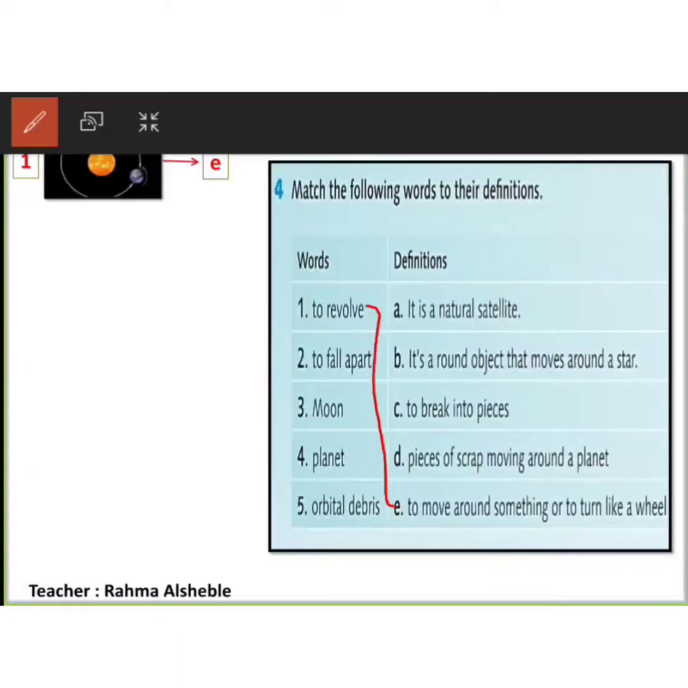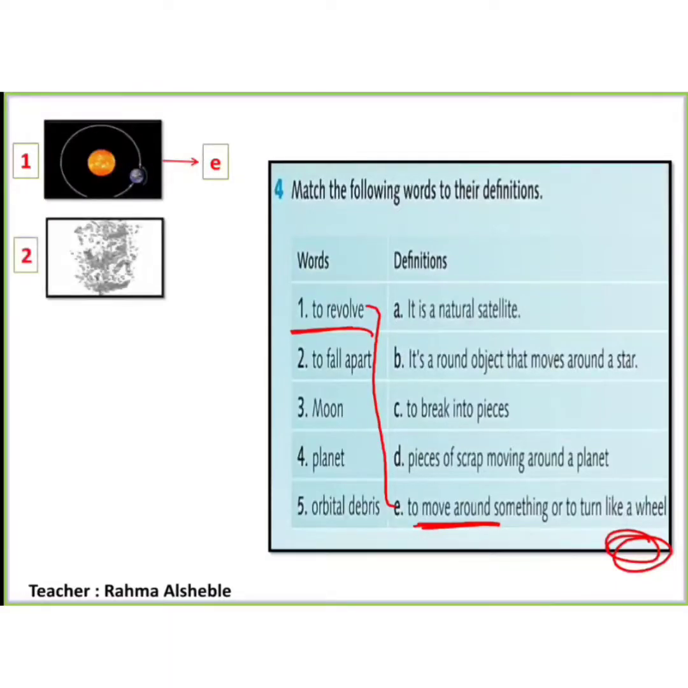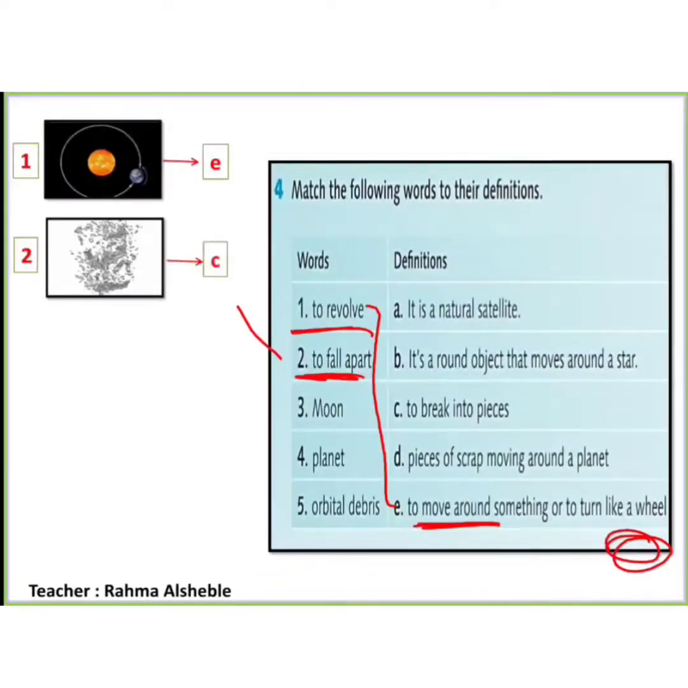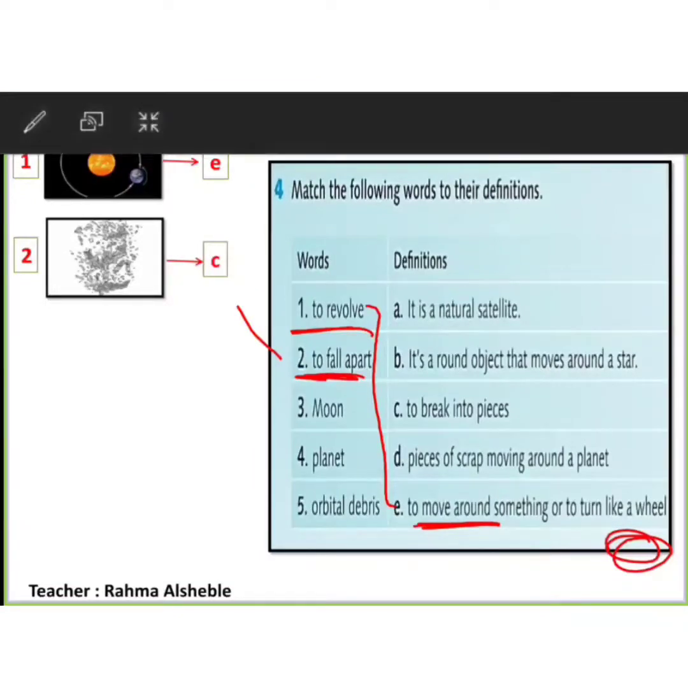To move around something, move around, revolve. You must memorize it. Or turn like a wheel. Okay, now let's move to number 2. Yes, to fall apart. Look at this picture. Fall apart. The answer is C. Fall apart is with the definition C: to break into pieces.